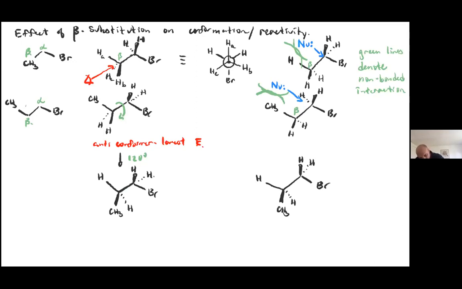My nucleophile's coming in, right? And we're sort of back to that original scenario where there's an interaction, but now it's back to being with a hydrogen, okay? But how would you characterize this conformer with respect to the anti-conformer? More stable, less stable, the same? Does anyone want to take a stab at it?